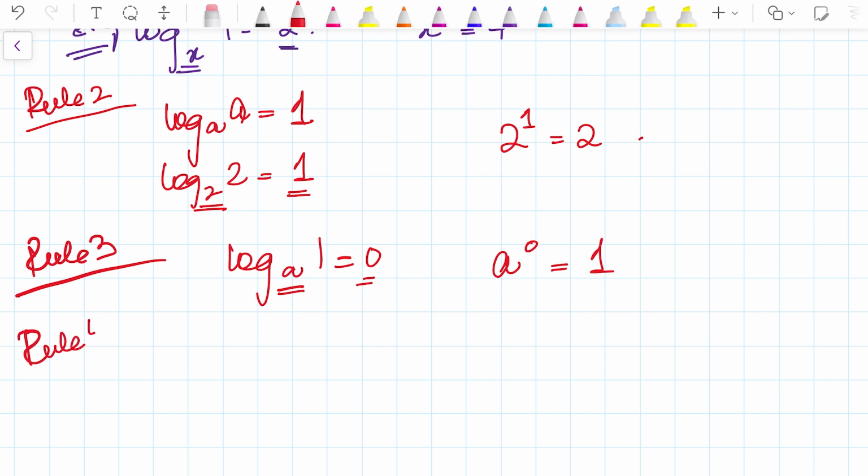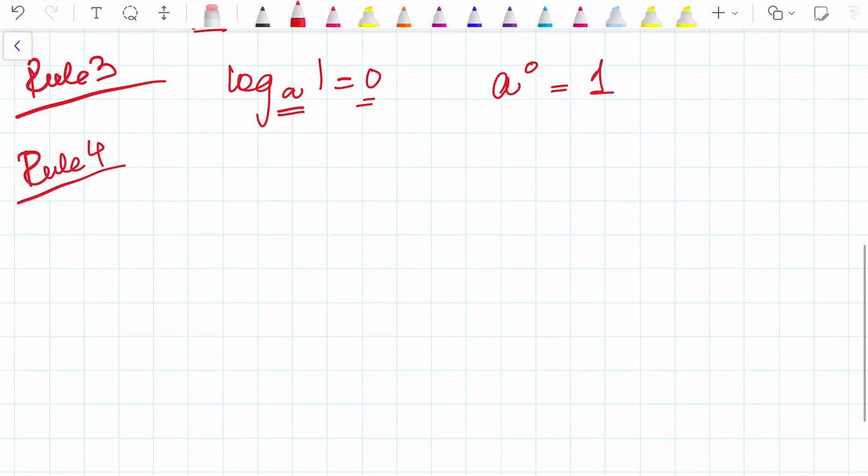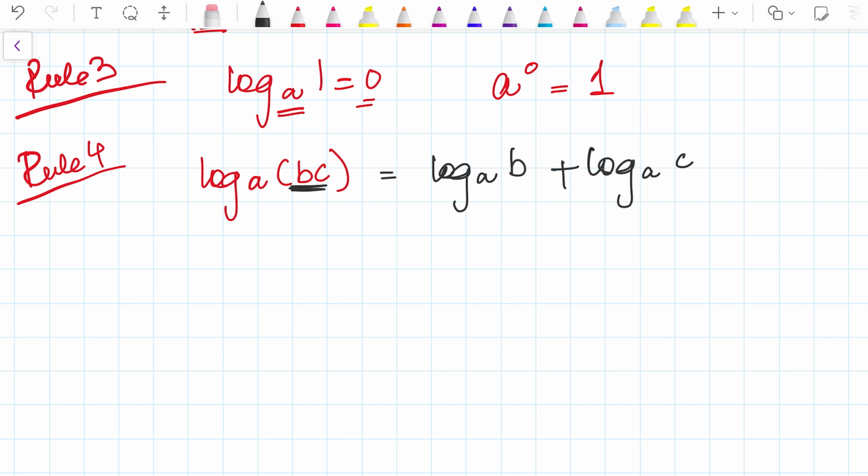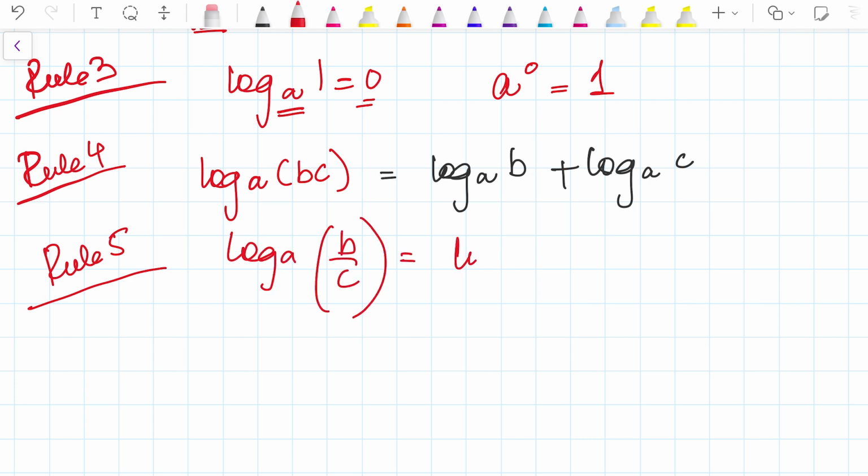Rule number 4 says log A of BC. This is called product rule. When two numbers are multiplying, how do we open them up? Log AB plus log AC. Another rule, rule number 5: same thing with minus for division. Division opens up with a minus sign.